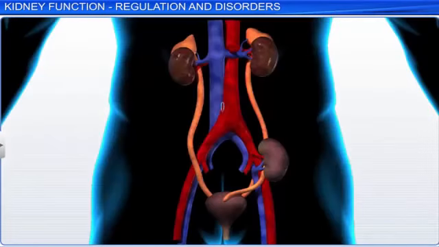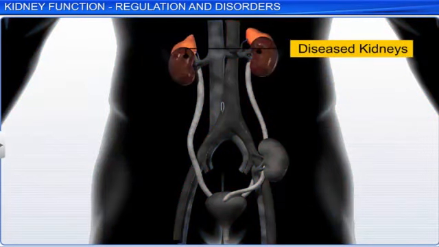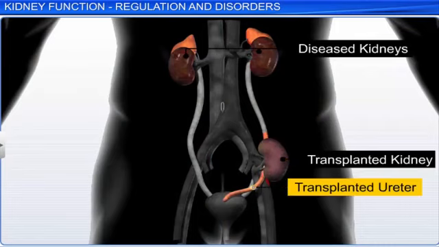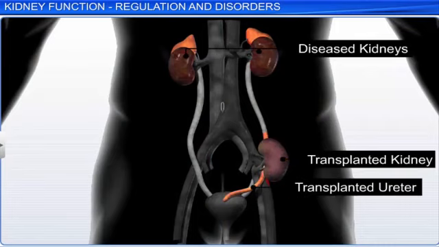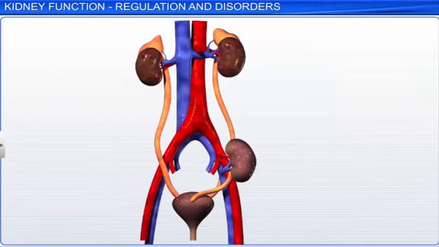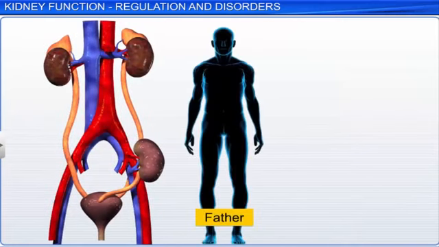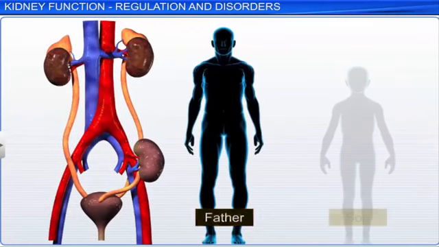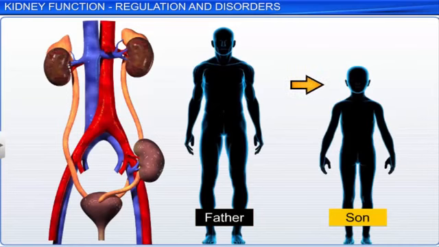However, in cases of acute renal or kidney failure, the only option is kidney transplantation. In this process, a functioning kidney from a donor is transplanted in the patient. Usually, a close relative of the patient is the preferred donor to minimize the chances of the patient's immune system rejecting the kidney.